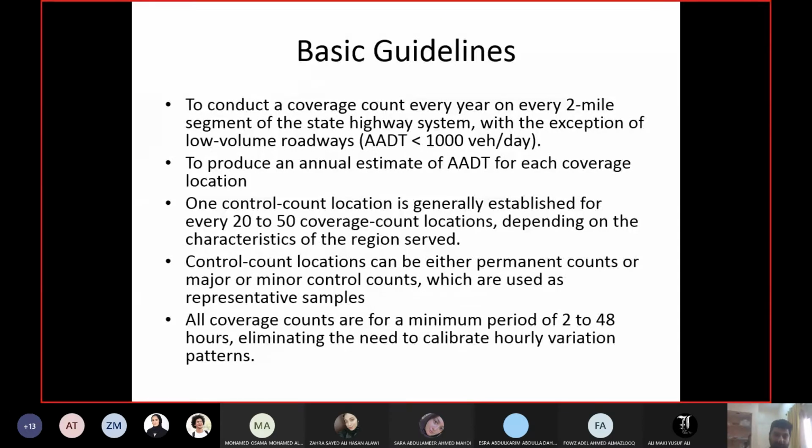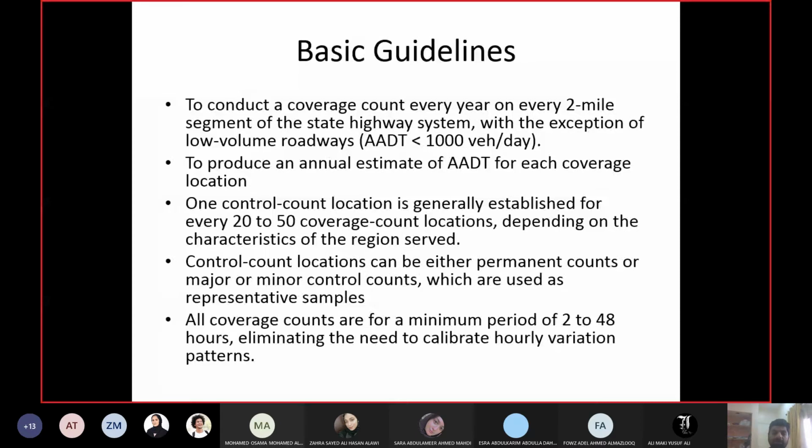And vice versa. So in one region you have only 30 coverage count locations. You say, okay, 1:50 is not reached, so why not connect it with the control count which is in the other city? No. It's the same region.